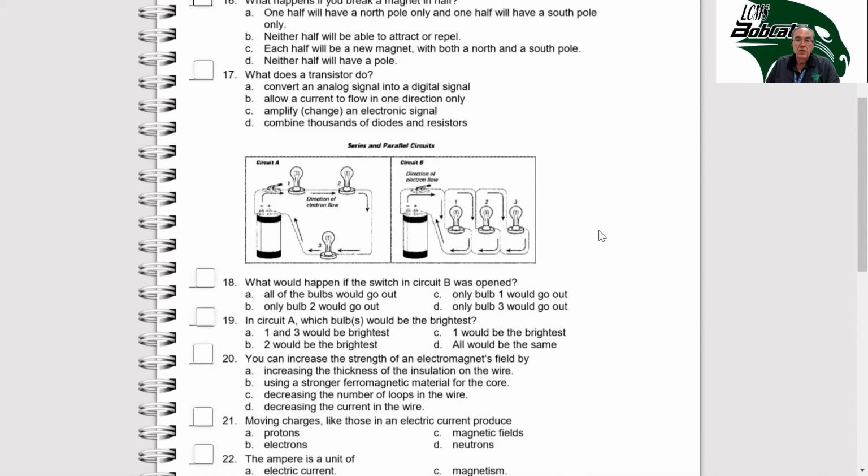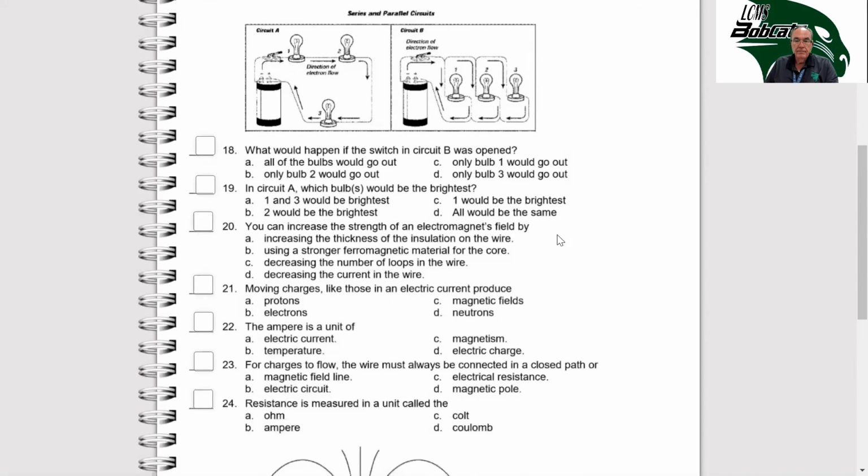What does a transistor do? We said a transistor does not convert analog to digital, allows current to flow in only one direction, amplify change in electric signal, or combine thousands of diodes. We said in the notes it was C.